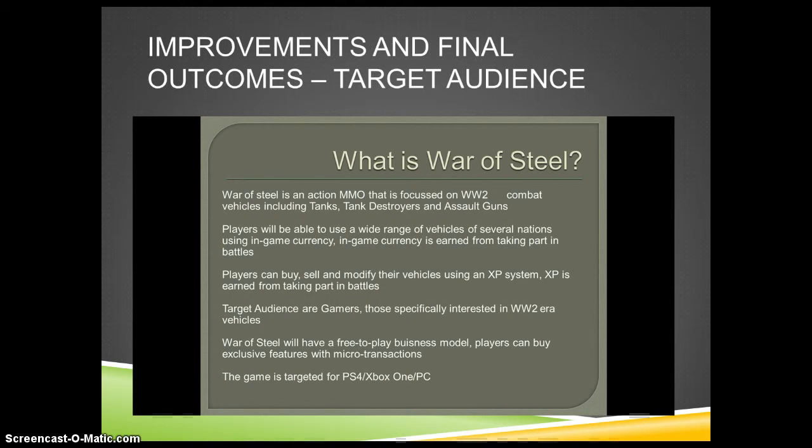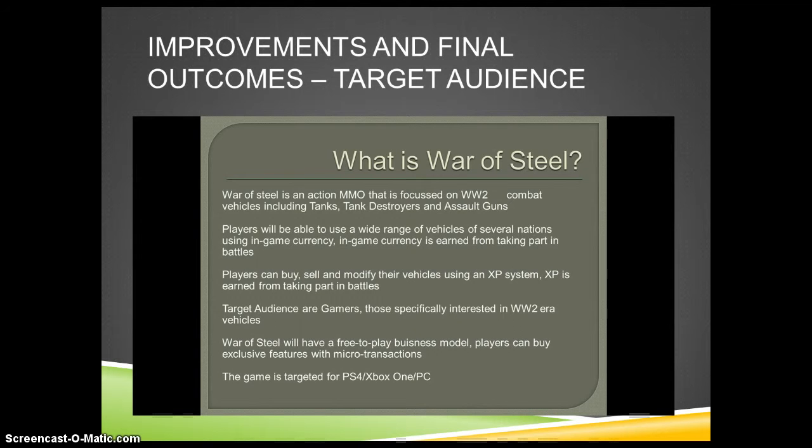So let's have a look at the improvements I made. These are the final outcomes for Task 4. This is from my first pitch. As you can see on this slide, for target audience, what I've said is that the target audience are gamers, those specifically interested in World War II era vehicles, which is good, but I didn't go into more detail than that. And the feedback echoes this because they talked about how I didn't talk about age, for example.